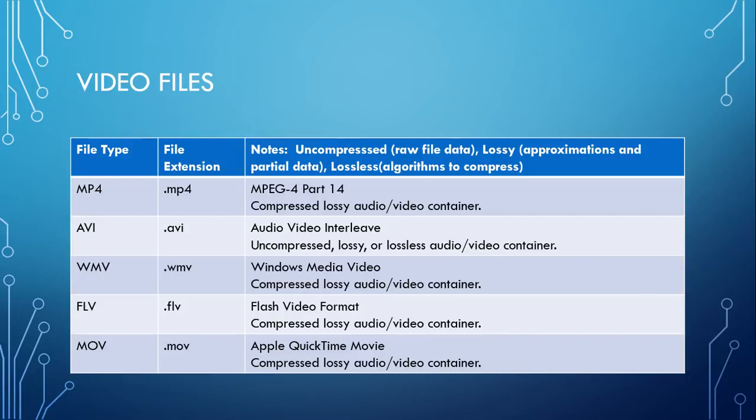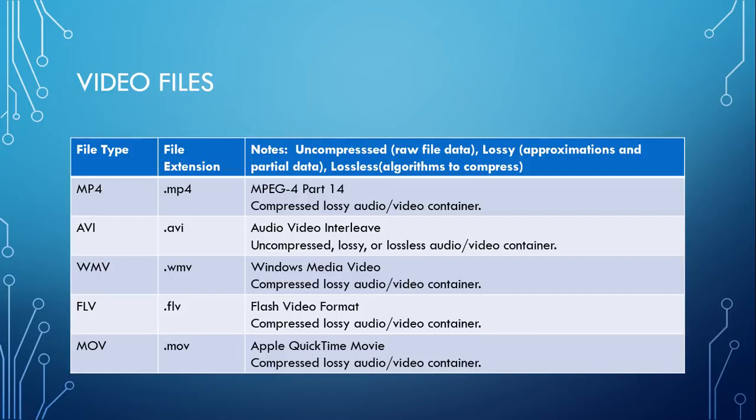And the reason why it has different formats is because it depends pretty much on what you use to create the AVI file, and that's going to make a big difference in what type of compression you're getting. WMV, which is Windows Media Video. This is a compressed lossy audio video container. You have FLV, which is a Flash video format, compressed lossy audio video container.